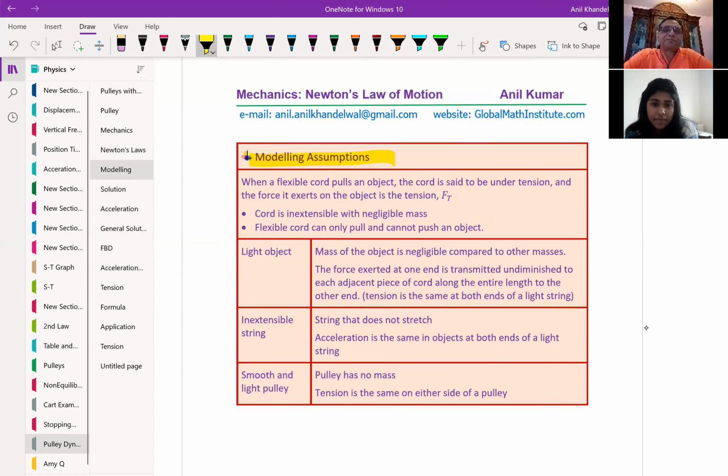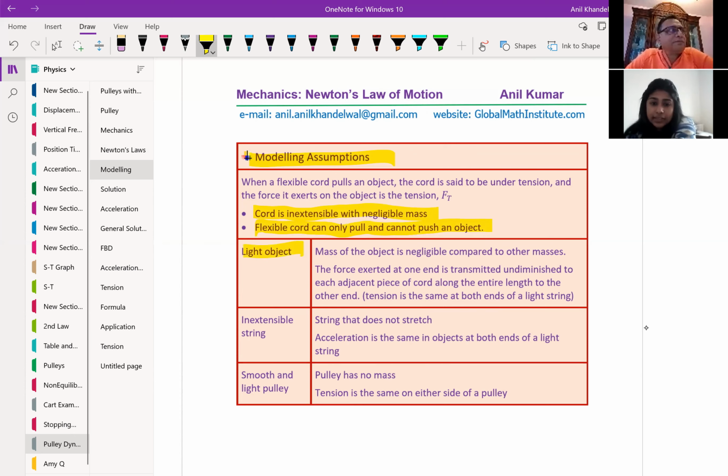Yes. So when a flexible cord pulls an object, the cord is said to be under tension, and the force it exerts on the object is the tension Ft. So a cord is inextensible with a negligible mass, and a flexible cord can only pull and cannot push an object.